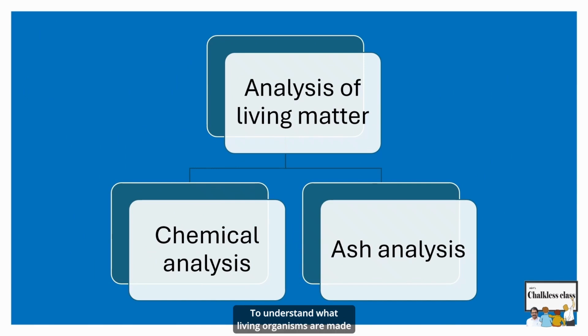Analysis of living matter. To understand what living organisms are made of, scientists must analyze them chemically. The two major approaches are 1. Chemical analysis and 2. Ash analysis. Chemical analysis refers to methods that identify and quantify both organic and inorganic compounds in living tissue, including techniques like chromatography and spectroscopy. Ash analysis, on the other hand, specifically helps identify the inorganic mineral content by burning the sample and examining what remains. These two approaches are complementary. Together, they give a complete picture of a living organism's composition.